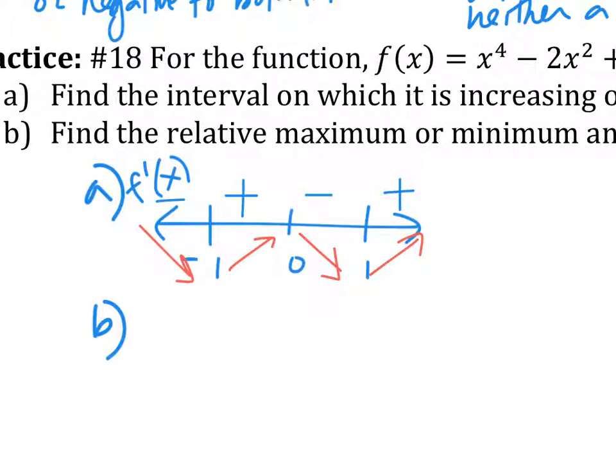So for example, there is a relative min at x equals negative 1. How do you know? How do you know there is a relative min at x equals negative 1? Negative to positive. So f prime changes sign from negative to positive. Okay, that's what they're looking for: f prime changes sign from negative to positive.